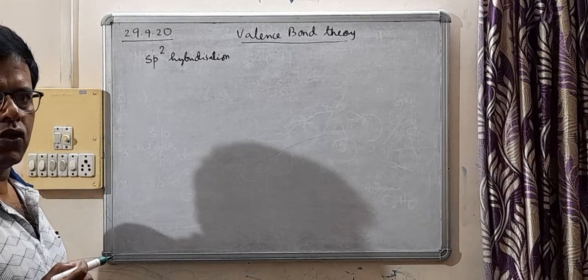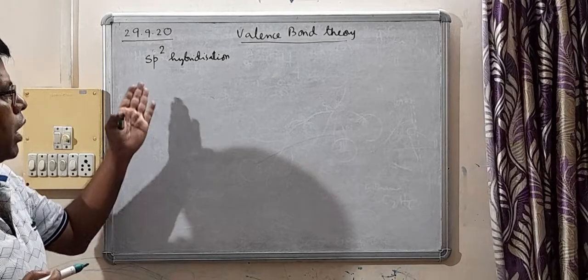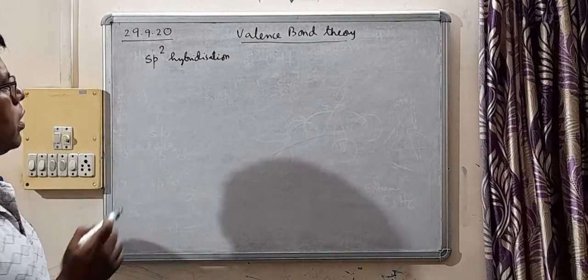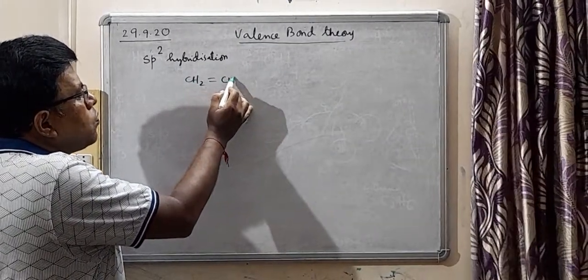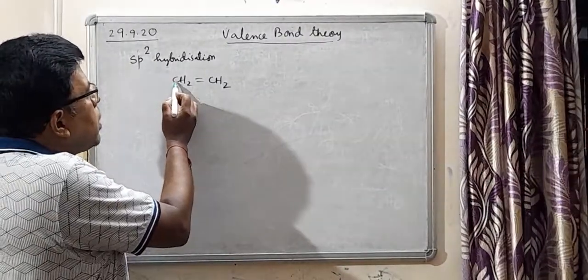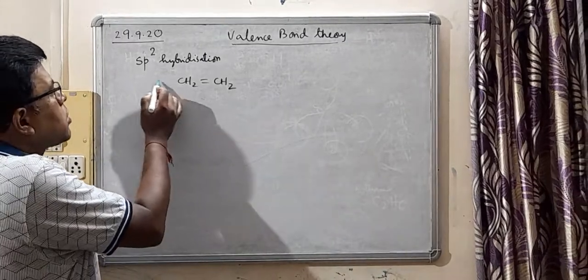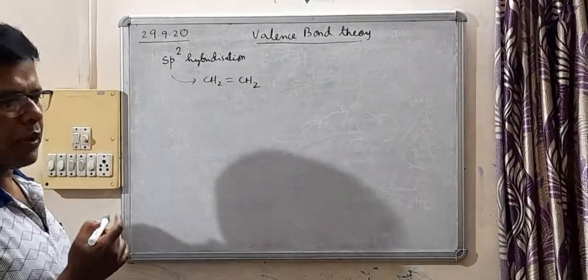Okay, good evening children. So continuing with hybridization, sp2 hybridization. Let us take up this molecule CH2=CH2. We are going to see here that the carbon atom is sp2 hybridized. This carbon atom is sp2 hybridized. So let us see how it happens.